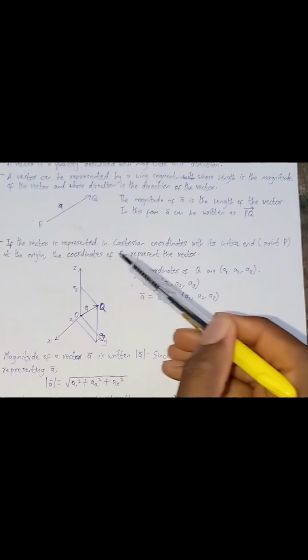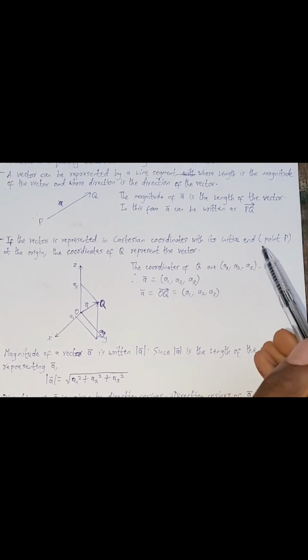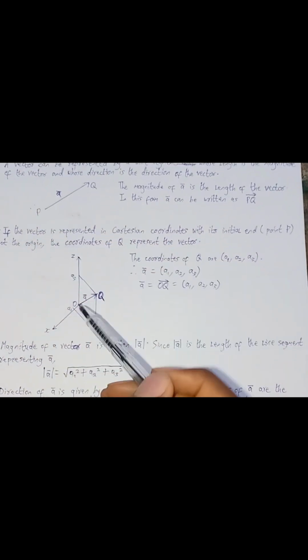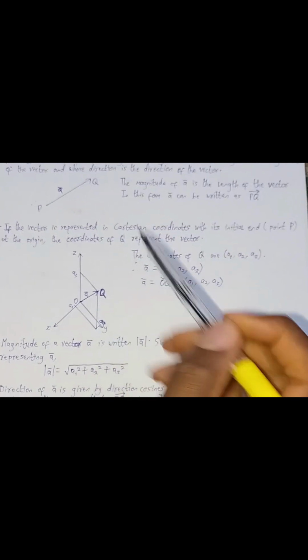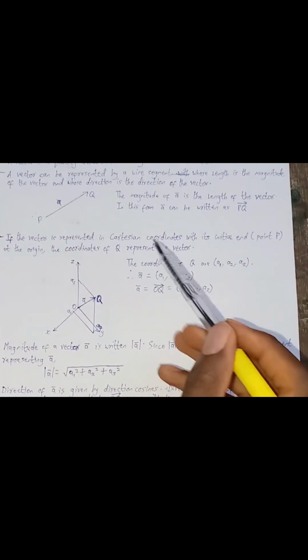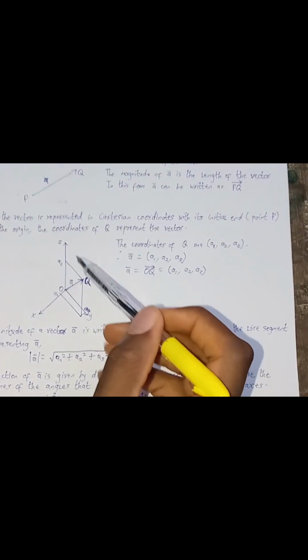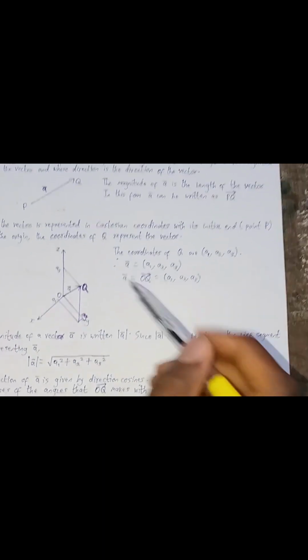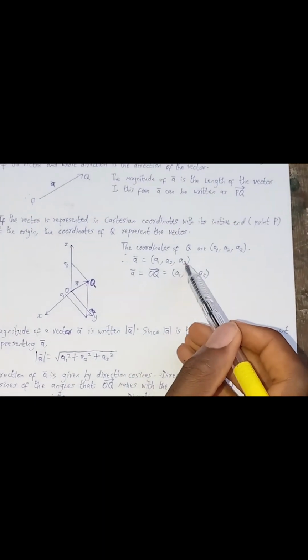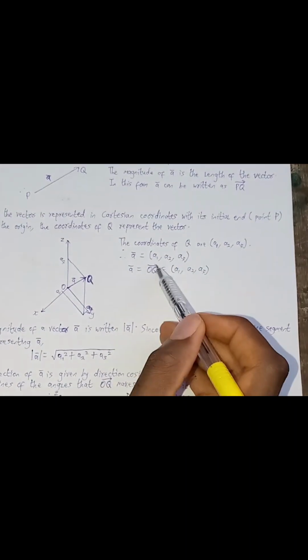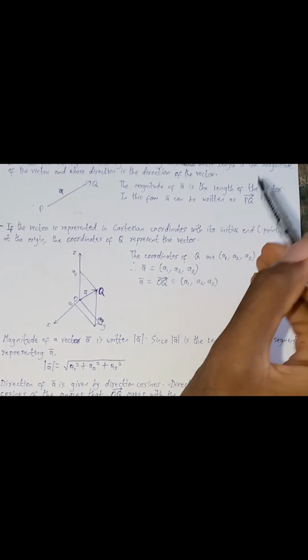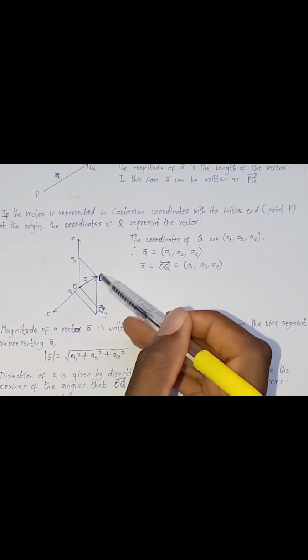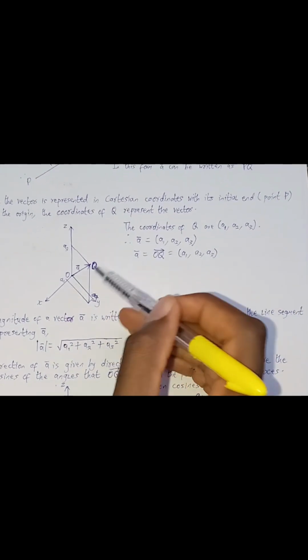If the vector is represented in Cartesian coordinates with the initial end at the origin, in this case P is the origin here. We write it as O since it's the origin. With the initial end at the origin, the coordinates of Q represent the vector. So these coordinates, the x coordinate is A1, the y coordinate is A2, and the z coordinate is A3. These three coordinates are enough to describe our vector. So this vector A is equal to (A1, A2, A3). Vector A can also be written in this way, from the initial end of the vector to the end. In this case, PQ.